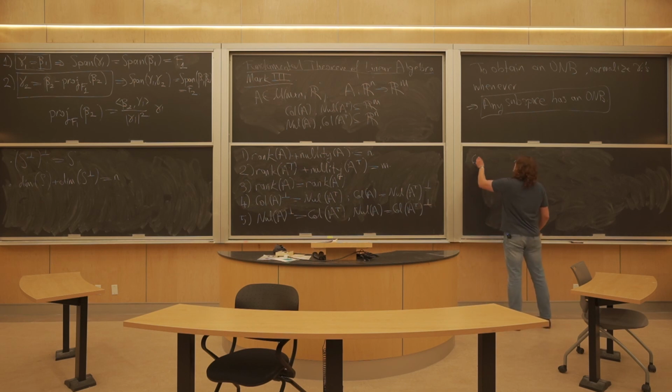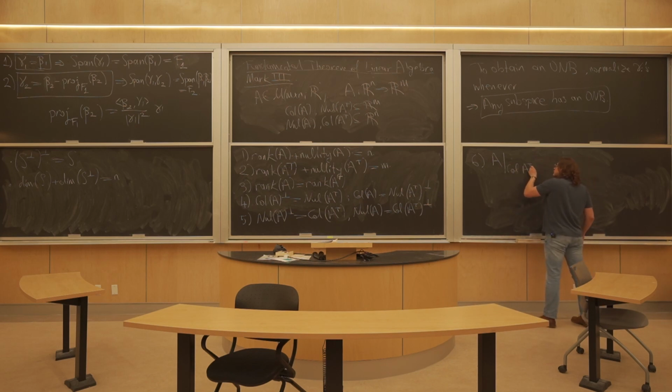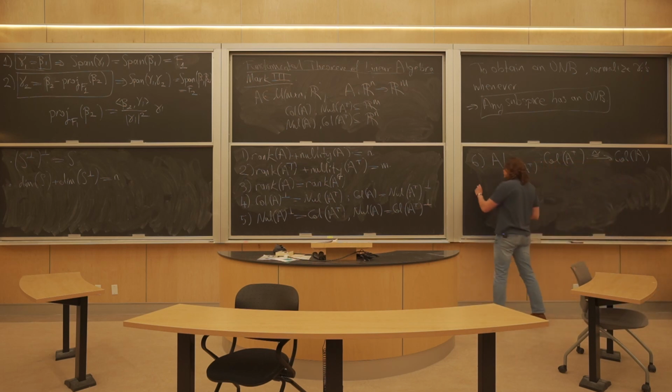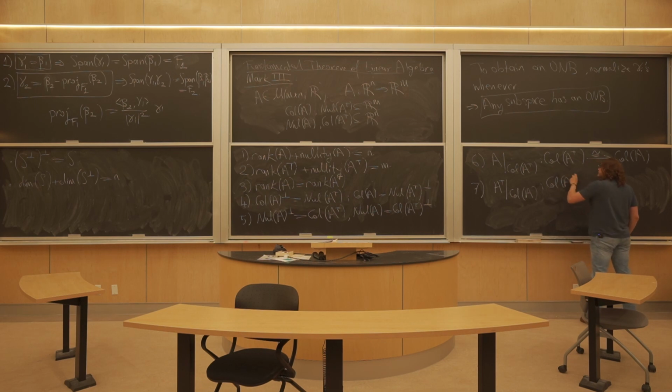So 5, 6. For that, I'm going to denote it like this. A restricted to the column space of A transpose is an isomorphism of vector spaces between the column space of A transpose and the column space of A. And I can do the same thing with A transpose, of course. A transpose restricted to the column space of A is going to be an isomorphism from the column space of A to the column space of A transpose.